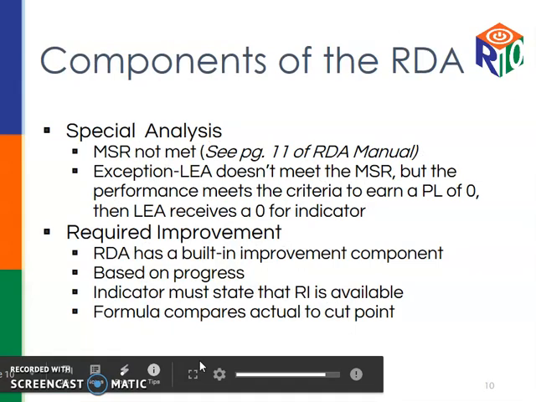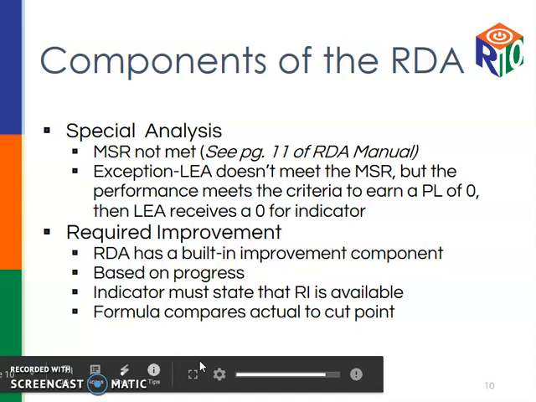So there's also a component called special analysis. This is when the MSR is not met. And please refer to page 11 of the RDA manual. There are exceptions. If the LEA doesn't meet the MSR, but the performance meets the criteria to earn a PL of 0, then the LEA receives a 0 for the indicator.